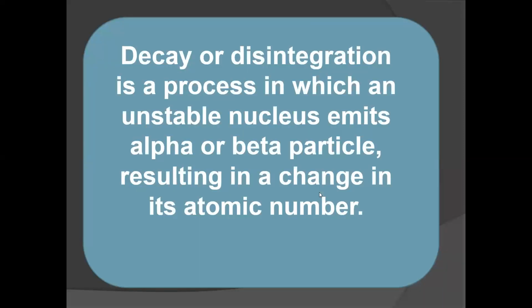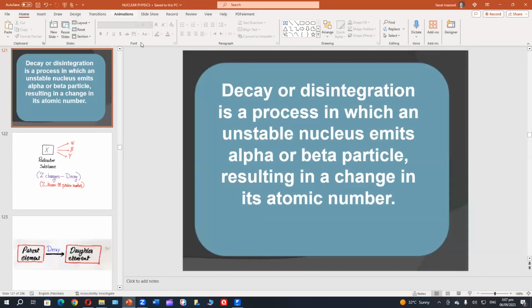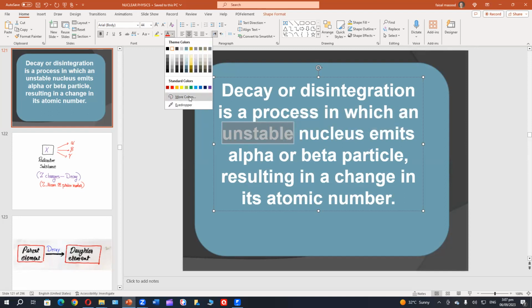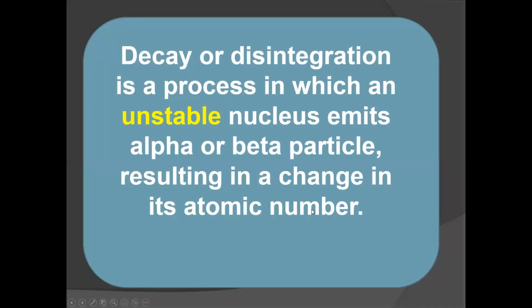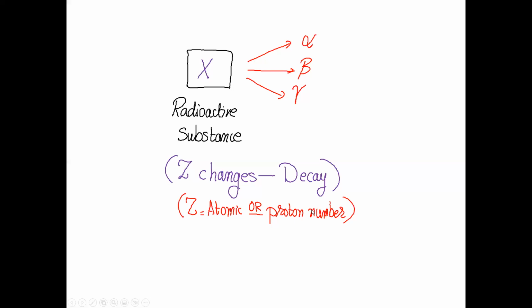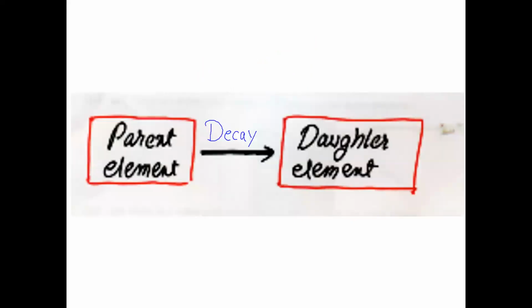This is a concept here, and it is necessary to remember that decay occurs for an unstable nucleus. The nucleus is unstable. It emits alpha, beta rays. The parent element converts into daughter element.